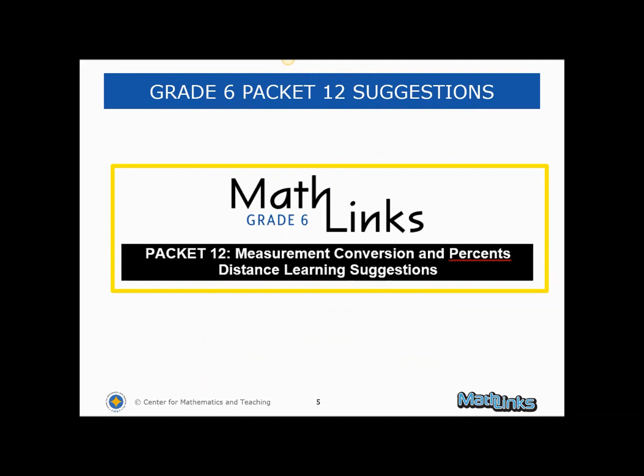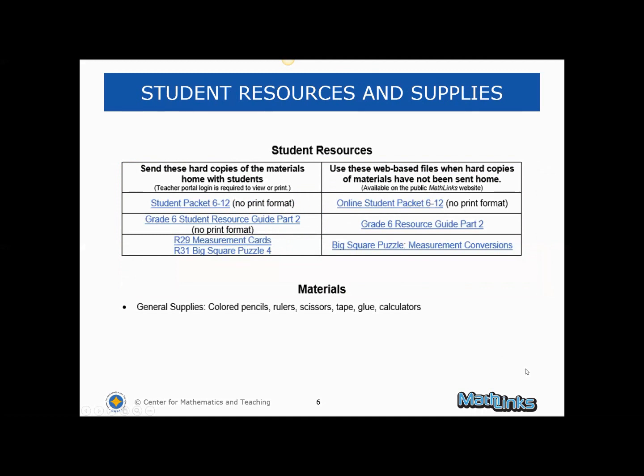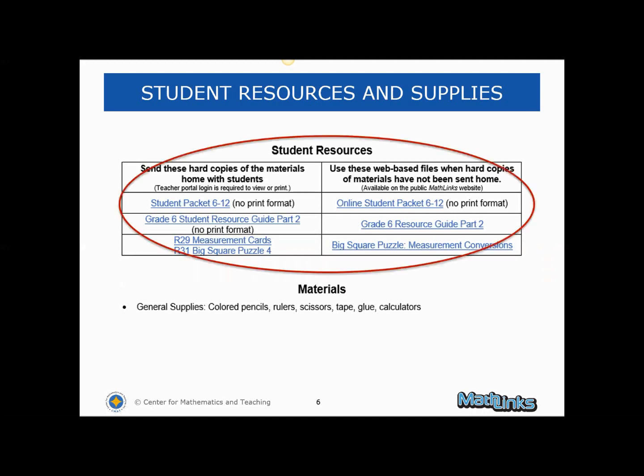Let's take a look at grade 6 packet 12 as an example. If you see this at the top of the page, you know you're in the right place. Remember that some links on this page only work when you're logged in. Let's focus first on identifying student resources. Below the heading, the table at the top of the page looks like this. It contains references to student packets and reproducibles.